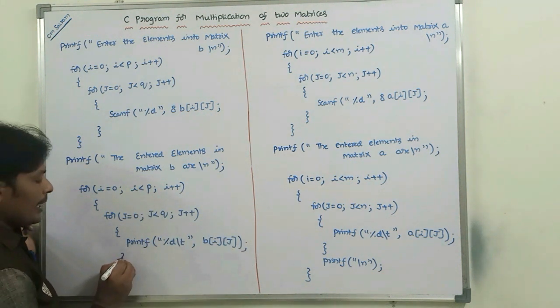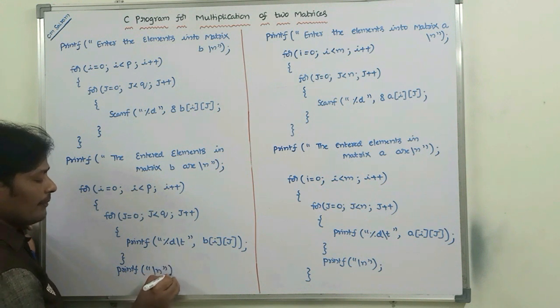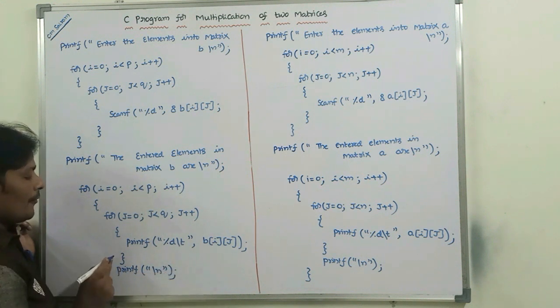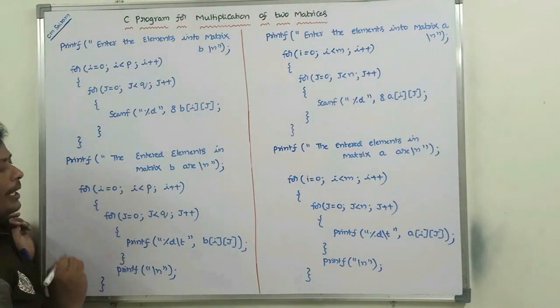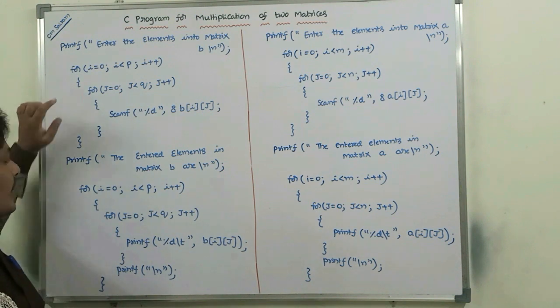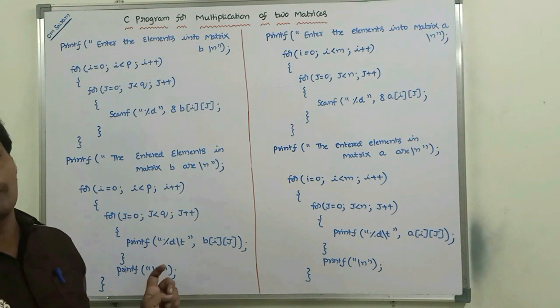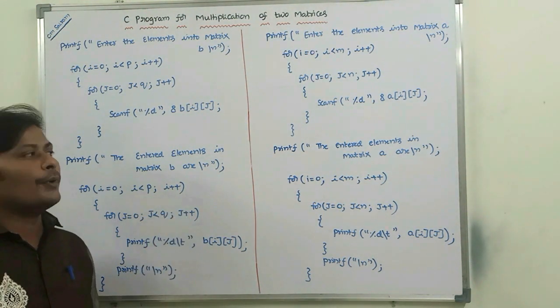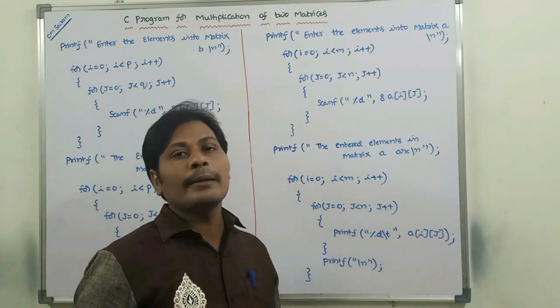So these elements are printed in a matrix form, so we have to write the statement printf \n in between the closing of this for loop and this for loop. Whenever we write the elements of matrix B in this fashion, the elements of matrix B are printed in a matrix form. The elements of matrix A are also printed in matrix form.